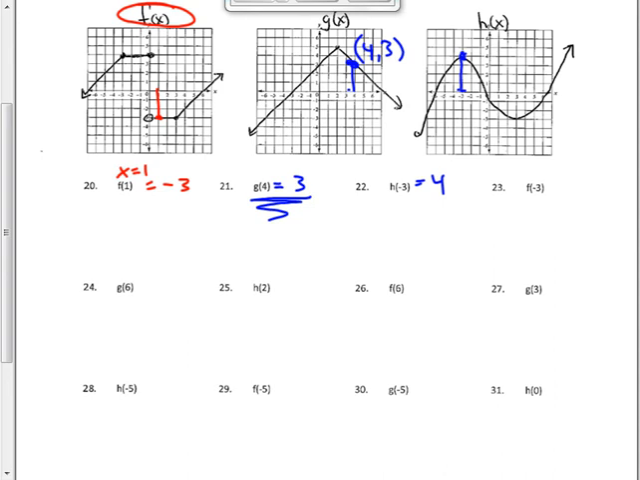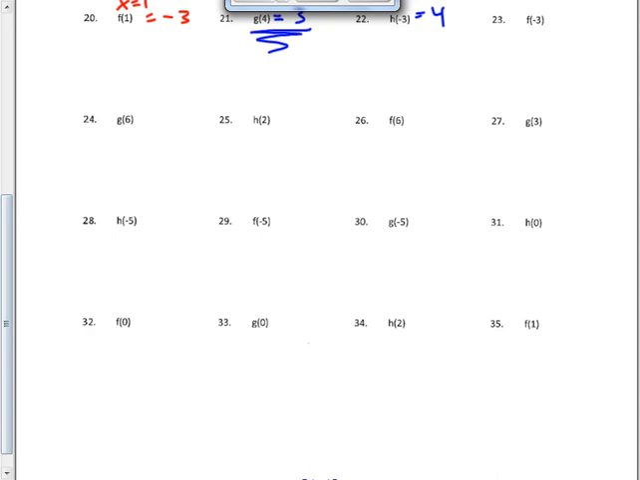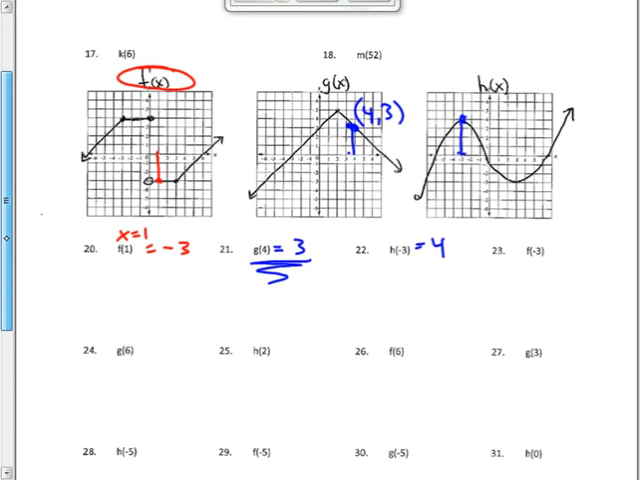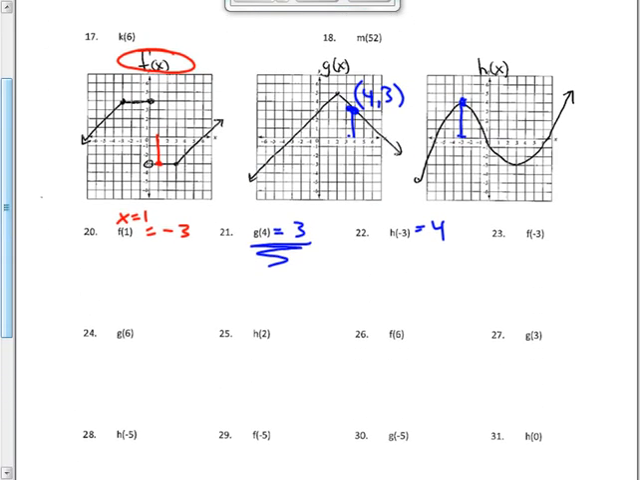But let's do one that's maybe a little bit harder here. Like let's say number 32. So I've got f of 0. I want to know what is the function value of f when x is equal to 0. So I come back up to the graph at x equals 0 here. Well, I want to see on the graph, where does that go? So the question is, do I go up or do I go down?